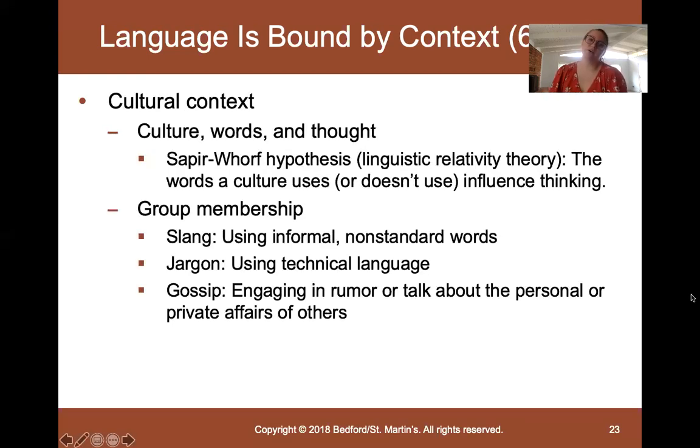Cultural context. So culture, words, and thought: the Sapir-Whorf hypothesis, linguistic relativity theory. The words a culture uses or doesn't use influence the way individuals think, right? The way that we talk about things influences the way we think about things. We talked about that a little bit earlier, but the words we choose determine the way that we think about things, which is why media is so powerful.